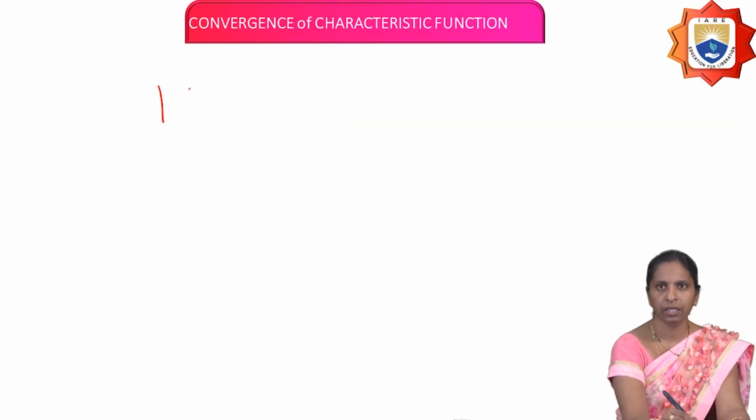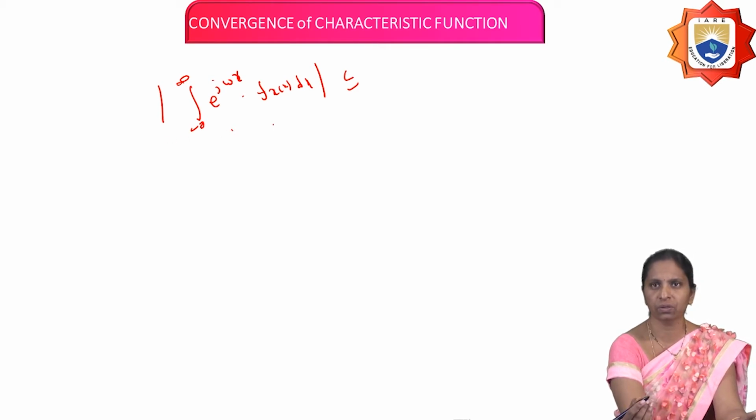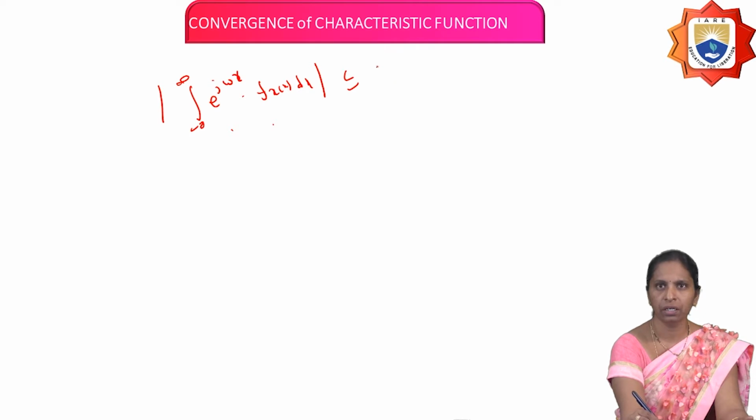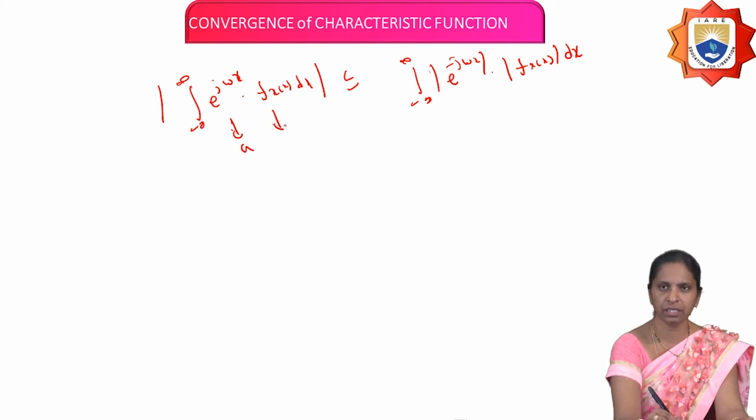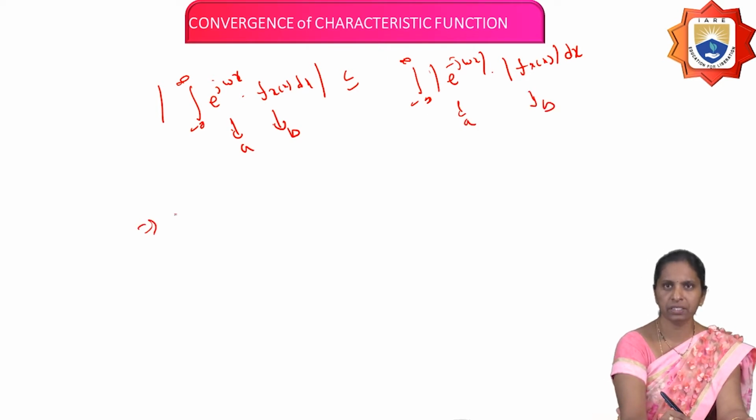Mod of the integration from minus infinity to infinity of e power j omega x into f x of x dx is always less than or equal to, let us say this is A and this is B, since mod of AB is less than or equal to mod A into mod B, the integration from minus infinity to infinity of mod of e power j omega x into mod of f x of x dx.